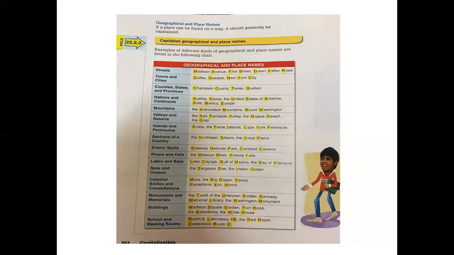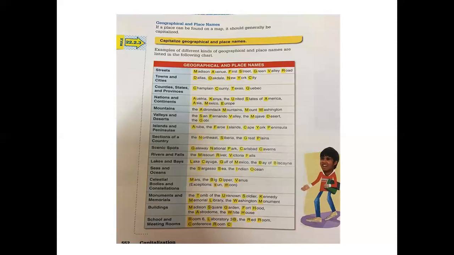Street, for example, Madison Avenue, First Street, Green Valley Road, whatever the name is, you always capitalize it along with the street and avenue and road. When Road is part of the name of the street, you capitalize the R. And if Street is part of the name, you capitalize the S, except if you are using street alone, like I live on the far street. I'm not using any name for the street here, so I will not capitalize it.